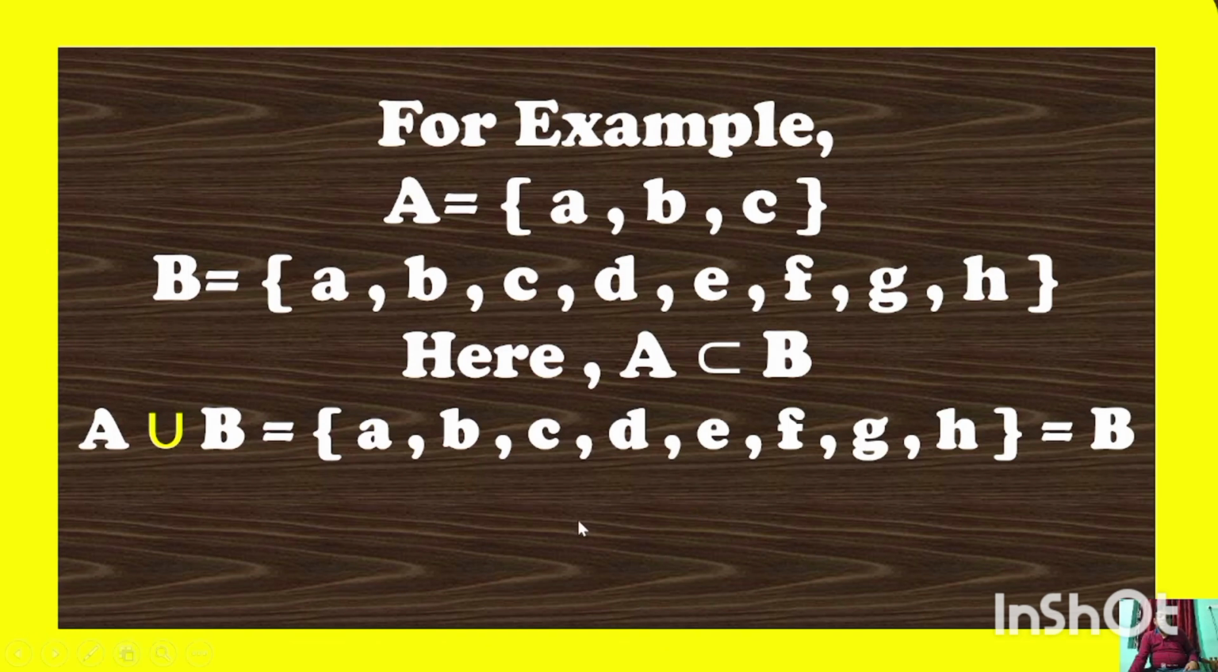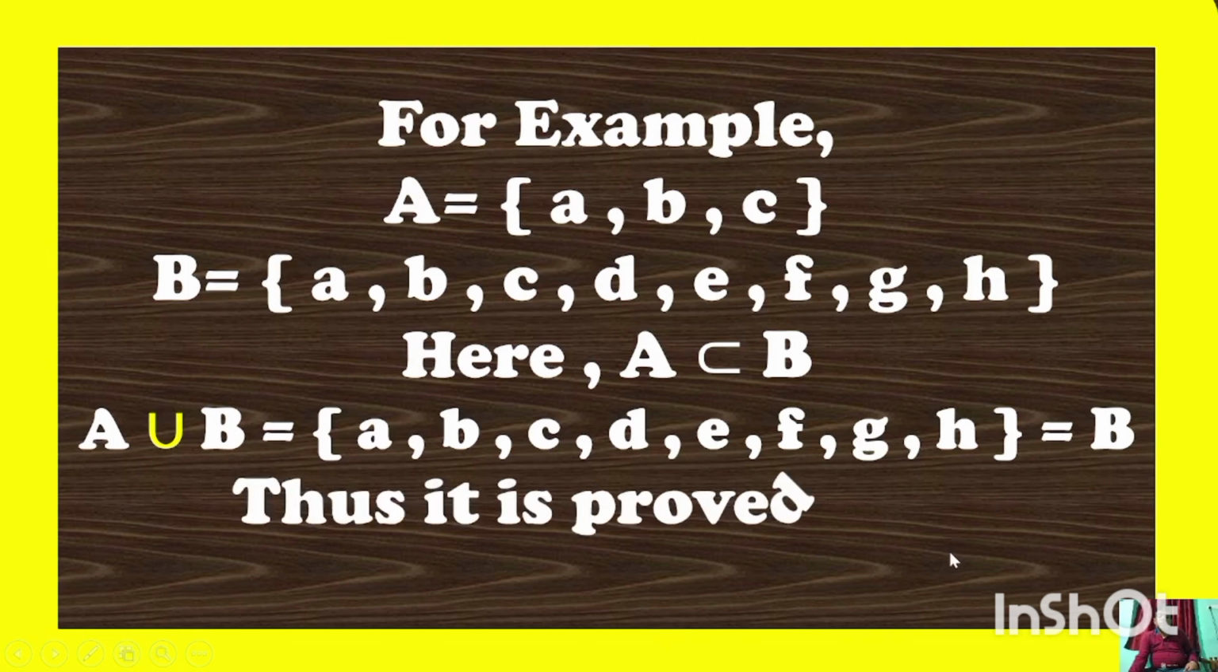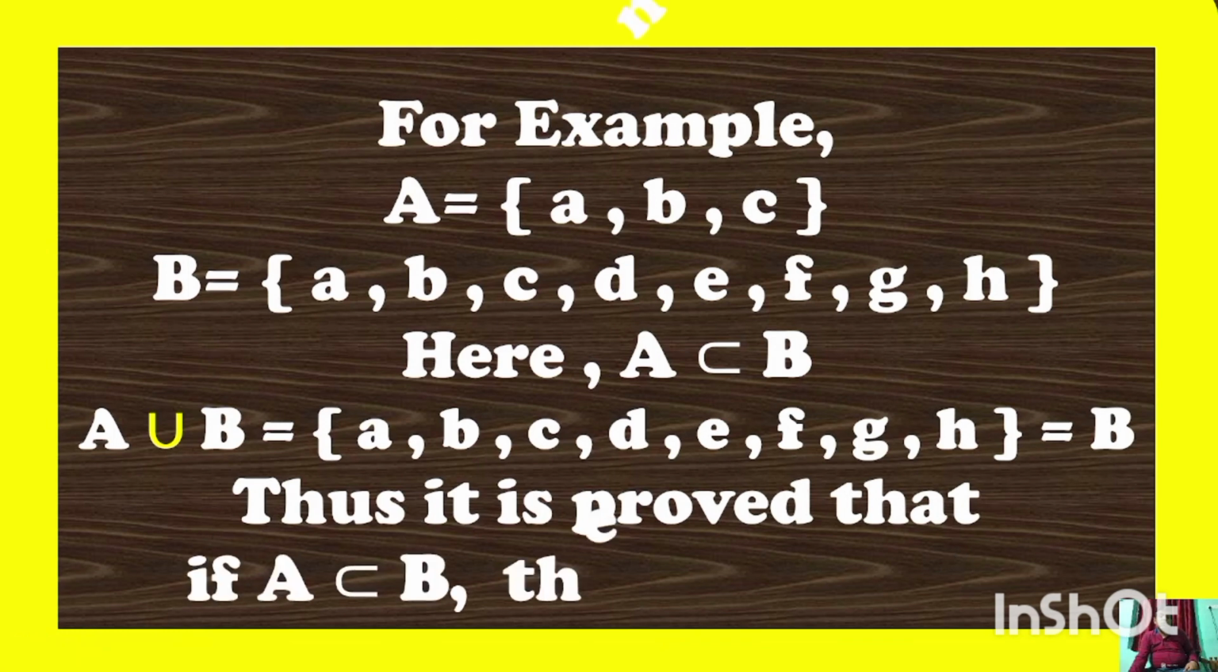The A union B, which set? The set B. Thus A union B is equal to set B. If A is a subset of B, then A union B is equal to set B. Clear? Understand? Very simply and lucidly, you can understand this concept. If A is a subset of another set B, then their union set is the superset.